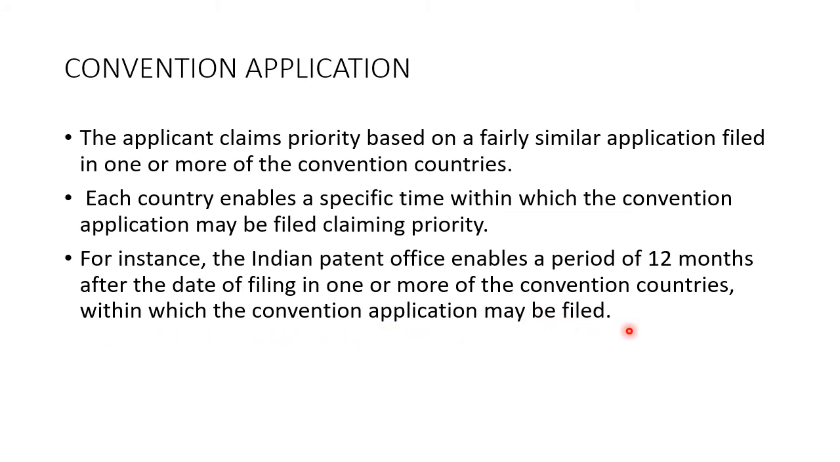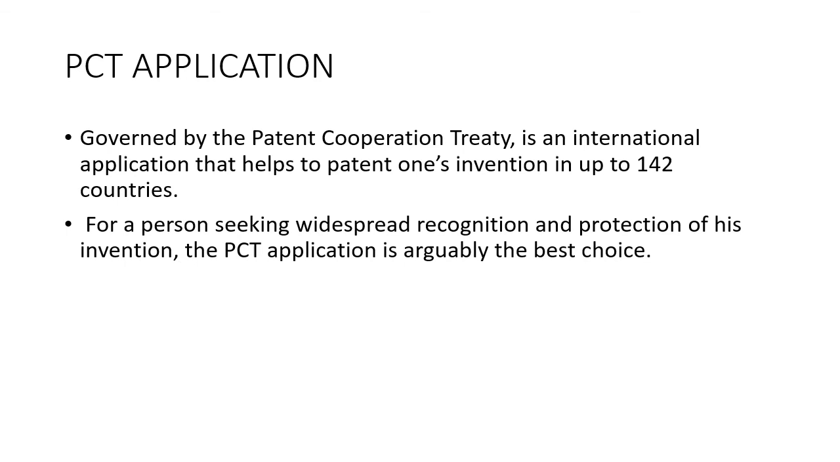It means that if one has applied for a patent, and if we want to gain a priority over that work, then within 12 months after the date of filing that application, we must file the convention application. So that is all about the convention application. Next is about the PCT application.